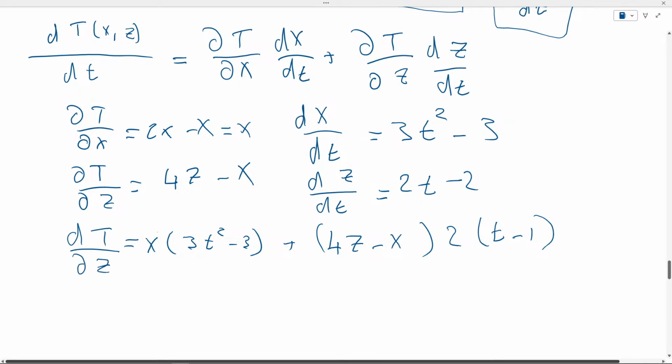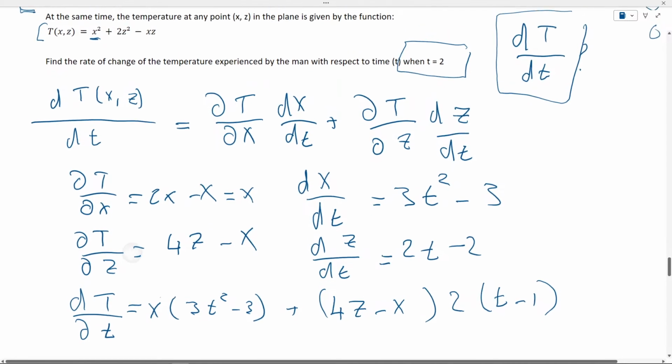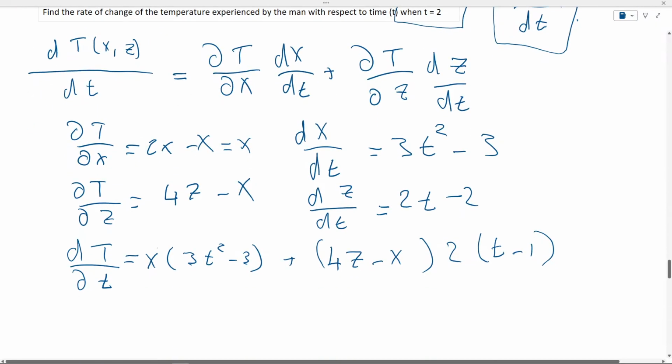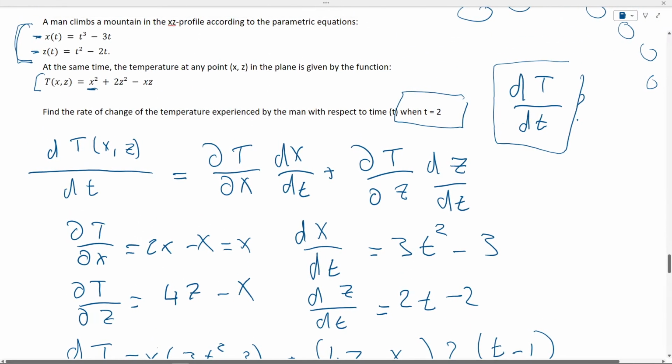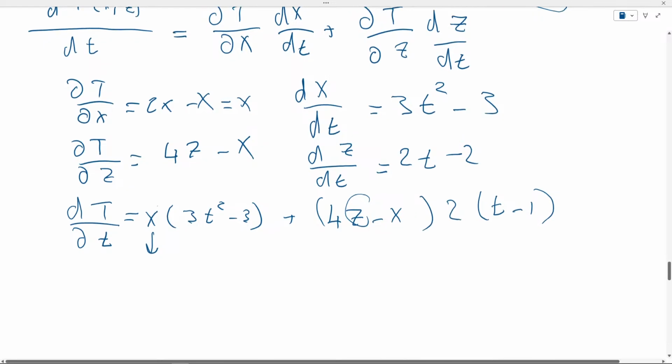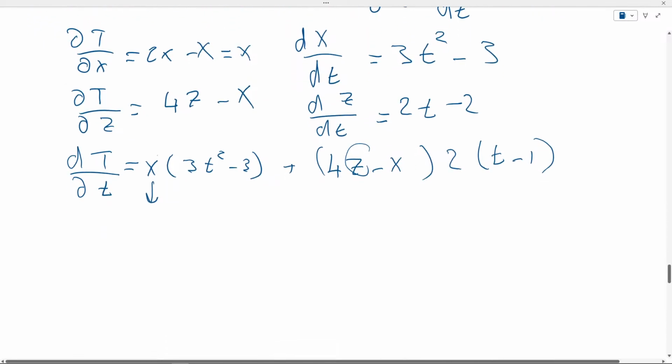So basically, what does this mean? This actually looks interesting because here I'm saying this is the change of temperature with respect to time. This is a function of my x position. This is a function of my z position, and this is also a function of time. I can express everything as a function of time because I know that x is equal to this, so I can substitute x for this here, and z for this here, and then have everything in terms of time.